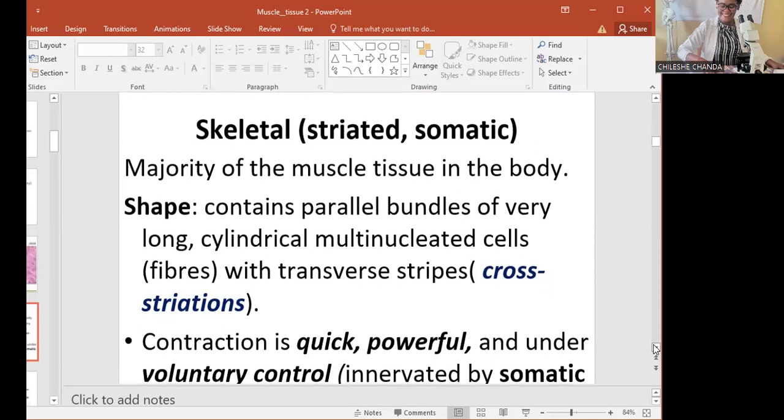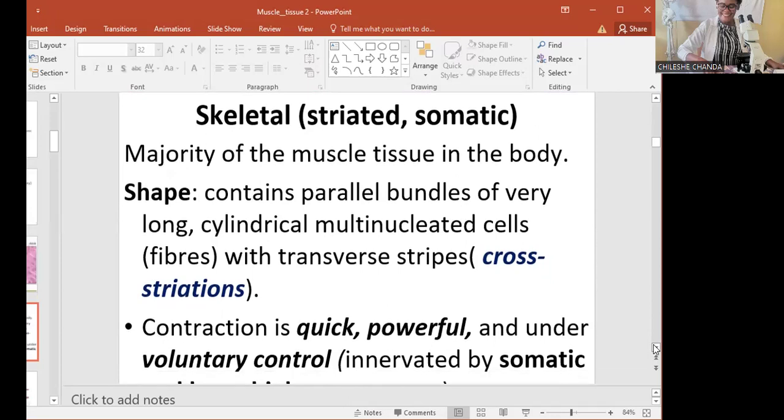So now, let us look at skeletal muscle. Skeletal muscle is the majority of the muscle tissue in the body. If you think about it, the muscle which attaches to your bones is the majority. Like I was saying, it contains parallel bundles, which are long, cylindrical, multinucleated with transverse stripes.